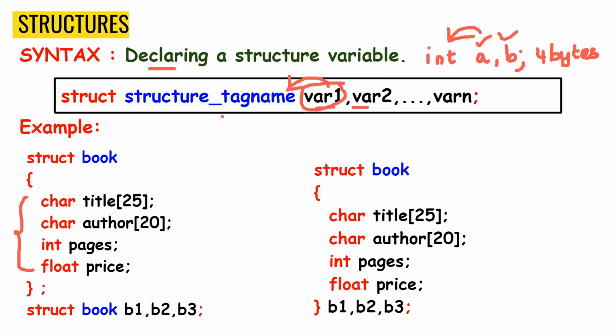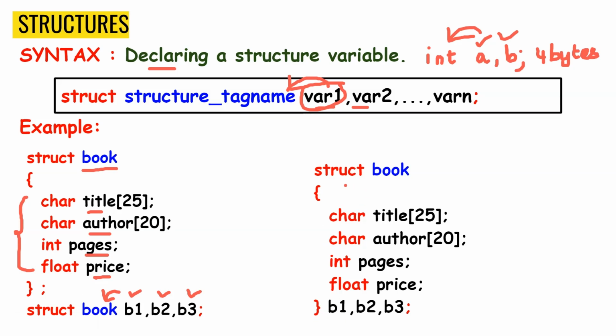So here in this example, we have the structure book, with the data members or structure members: title, author, pages and price. So this is one way of declaring. After defining the structure, in the next line we are declaring the variables. Structure tag name, which is book, and B1, B2 and B3 are the structure variables of the structure type book.